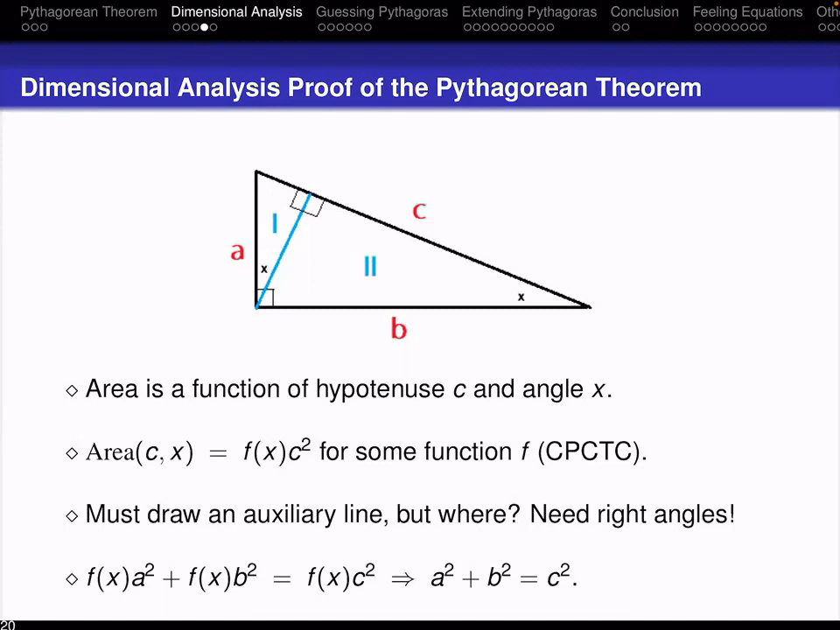Well, what would it mean for f of x to be 0? It would mean that the area is 0, which is absurd. So I know f of x is not 0, so I can divide by it. But you've got to be very careful. Whenever you divide, you have to make sure the denominator is not 0. And now we have Pythagoras.